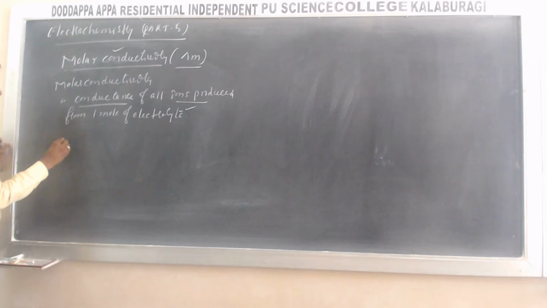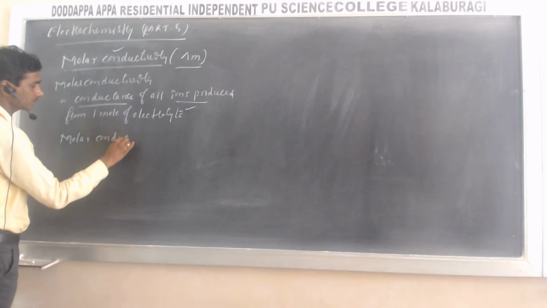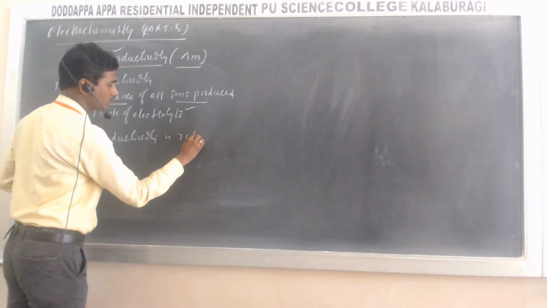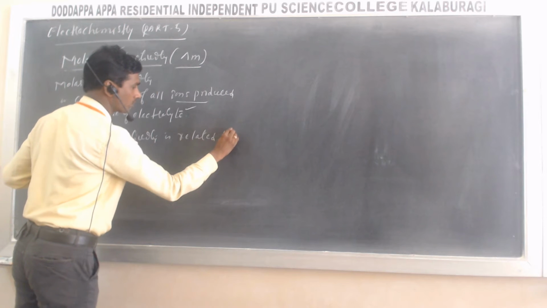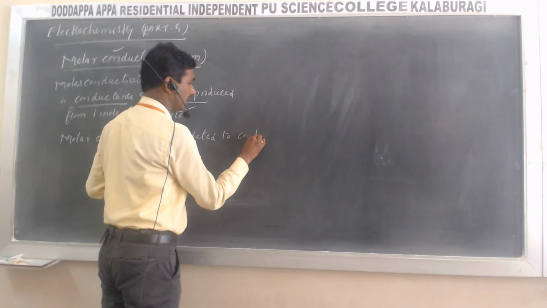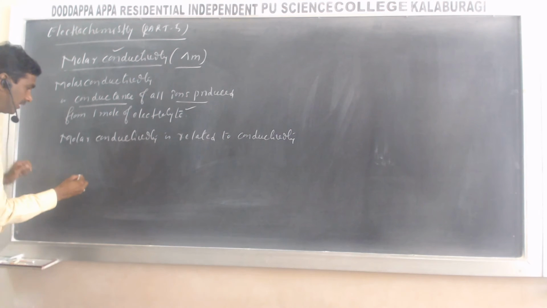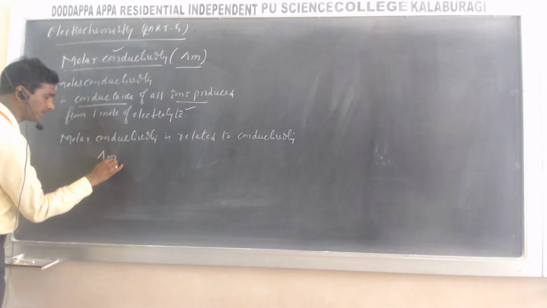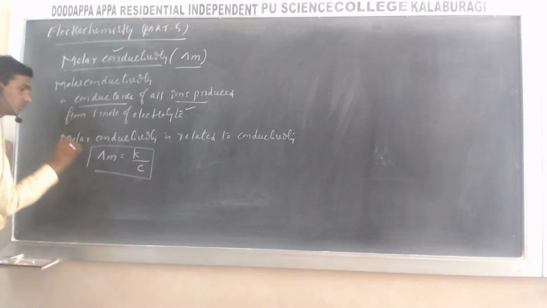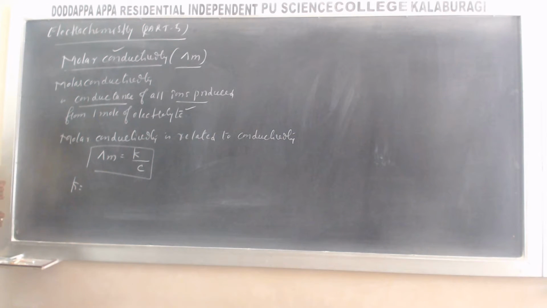The next is that this molar conductivity is related to conductivity. How is it related? Molar conductivity is equal to conductivity divided by C. Here the conductivity is kappa.